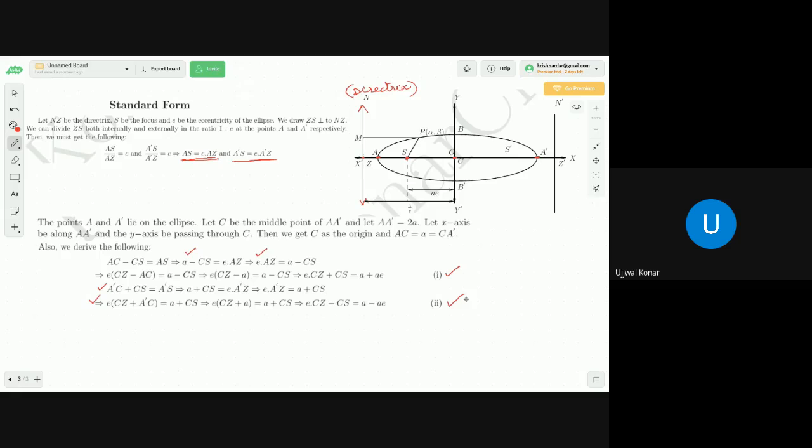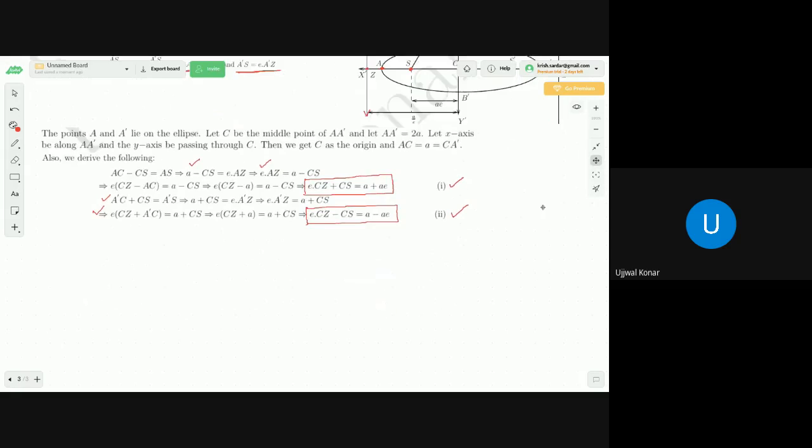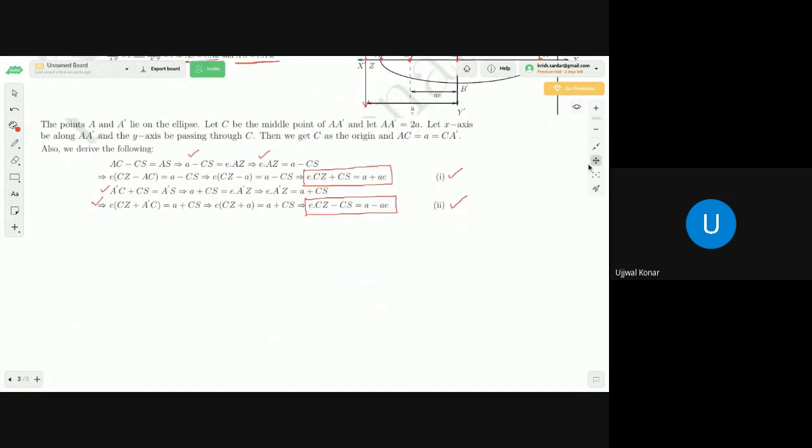And these two are very important pieces of information, dear students. The first one is that E into CZ plus CS is equal to A plus AE. And the second one is that E into CZ minus CS is equal to A minus AE. So we get these two equations, dear students. Once we get these two equations, what we can do is add them. If we add these two equations, we get 2 into E into CZ is equal to 2A, and eventually we get CZ is equal to A by E.